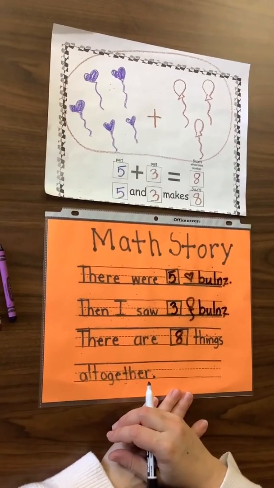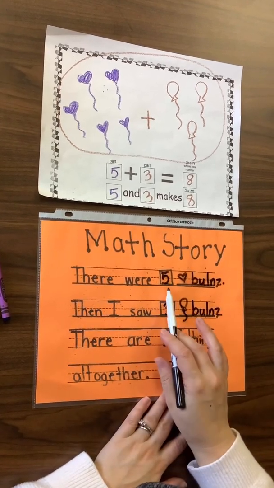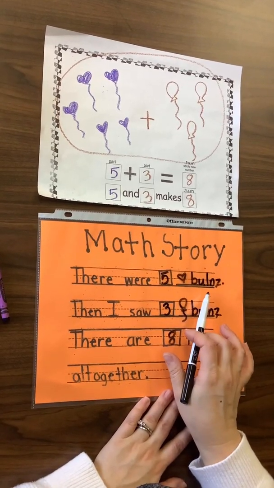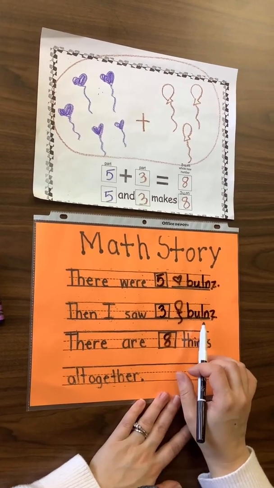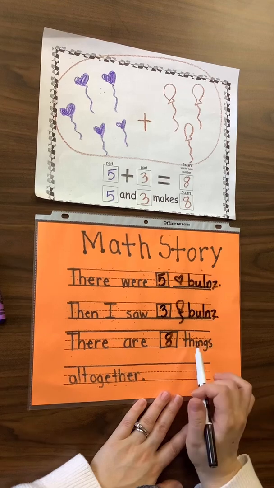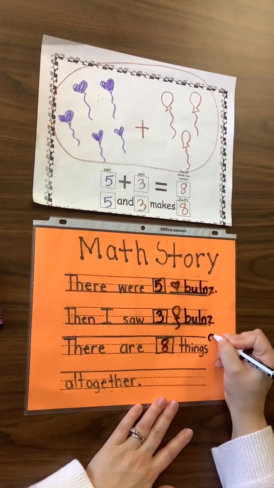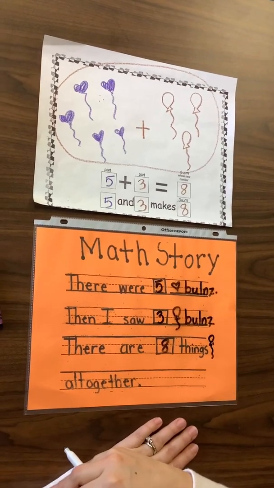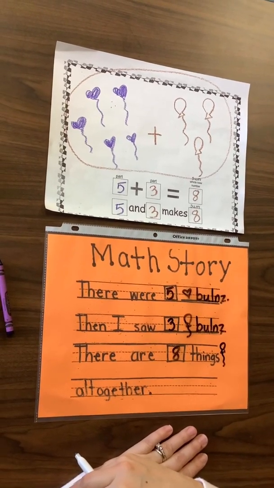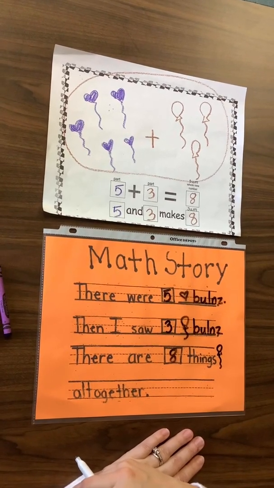Remember, you press pause if you need to stop and catch up. There were 5 heart balloons. Then I saw 3 regular balloons. There are 8 things all together. And over my things, I could put a balloon, because that's what we did. All right, you can practice saying your numbers, your adding story aloud to yourself. And then we're going to do another example together.